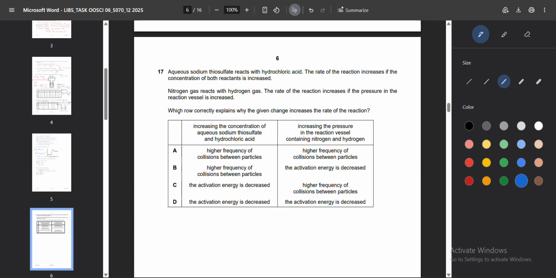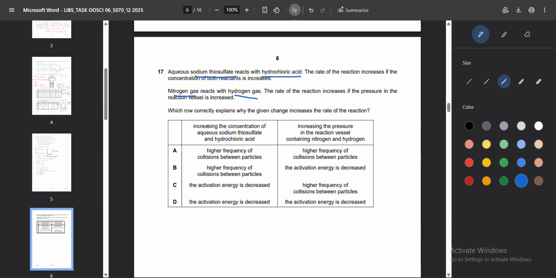In question number 17, it is written that aqueous sodium thiosulfate reacts with hydrochloric acid. The rate of reaction increases if the concentration of both the reactants is increased. Nitrogen gas reacts with hydrogen gas. The rate of reaction increases if the pressure in the reaction vessel is increased. Which row correctly explains why the given change increases the rate of reaction?